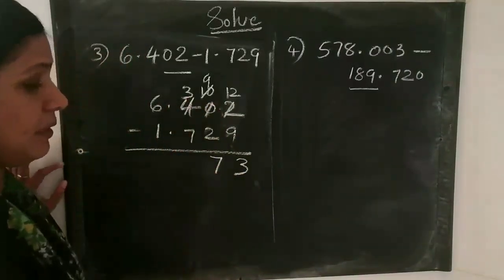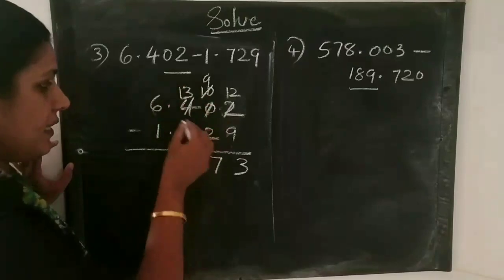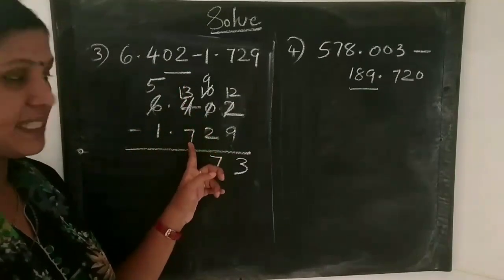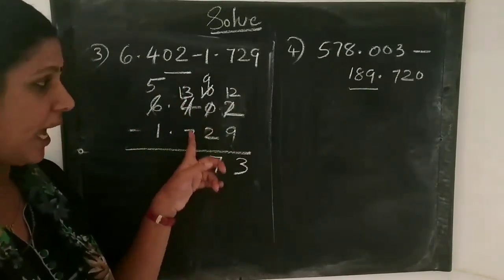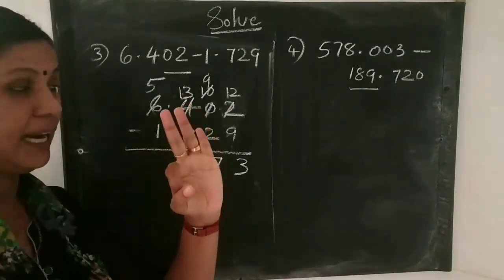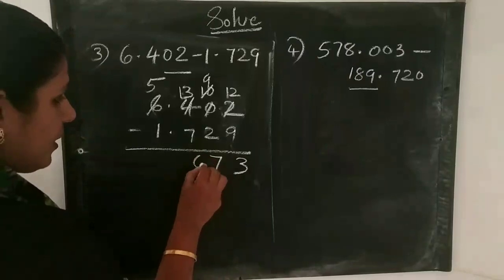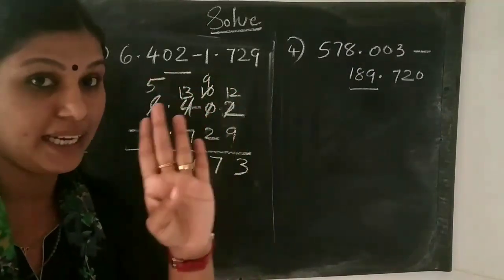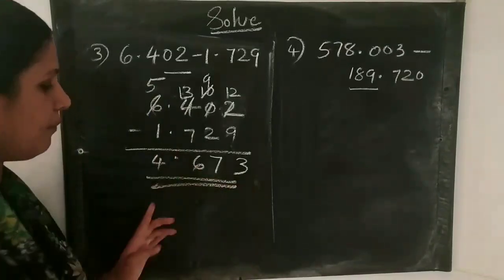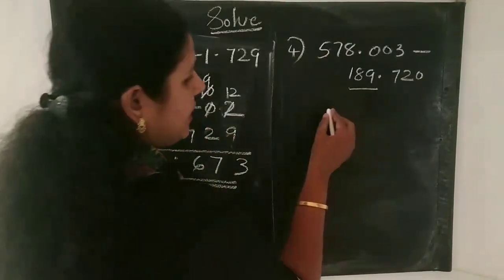3 minus 7. 3 minus 7 is not possible. You just borrow 1 from this 6. We get 13 and here we get 5. Okay. Then 13 minus 7. Count after 7 up to this 13. After 7, 8, 9, 10, 11, 12, 13. So we get 6. Now 5 minus 1. 5 minus 1 is 4. Put a point here. 4. We get the number as 4.673.